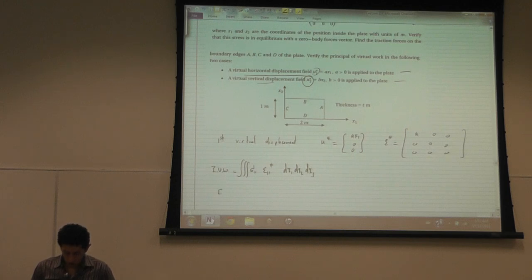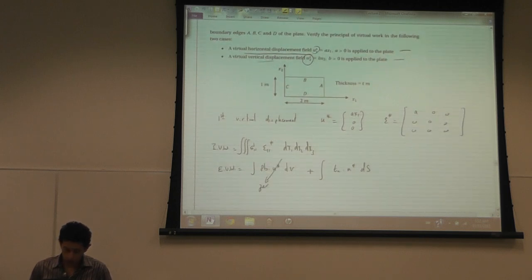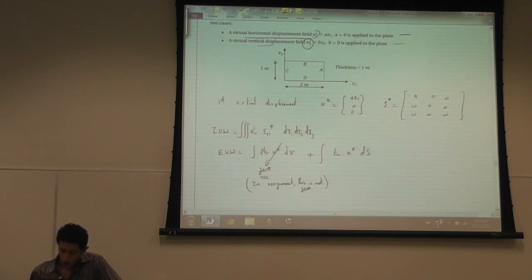The external virtual work is equal to rho b dot u star, which is equal to zero, plus t n dot u star ds. Now for this example, this is zero. In your assignment, you're asked to do the same thing, but this is not zero. Now we're integrating this on the surface. Now I have three surfaces, or four sides, I'm sure. Yeah, you guys did a lot of this in the 398.